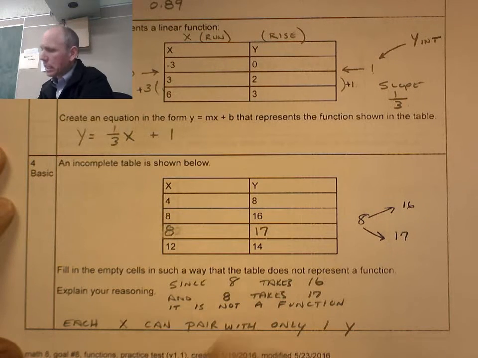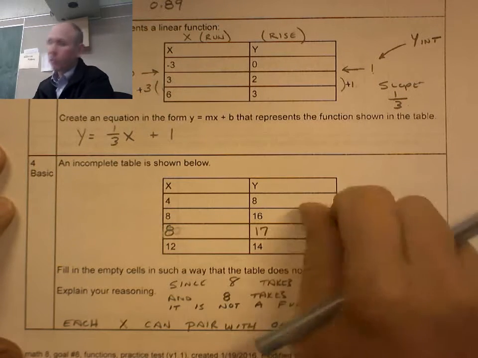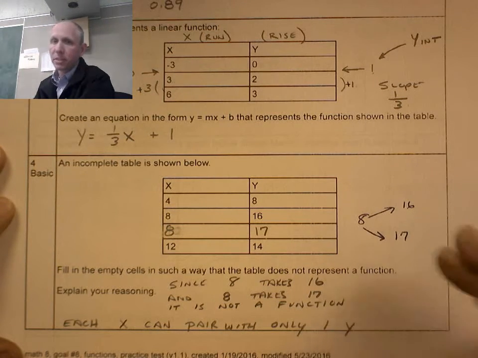And my reasoning is this. Since 8 takes 16 and 8 takes 17, it is not a function. Each x can pair with only one y. So whenever I see this happening, it's not a function.